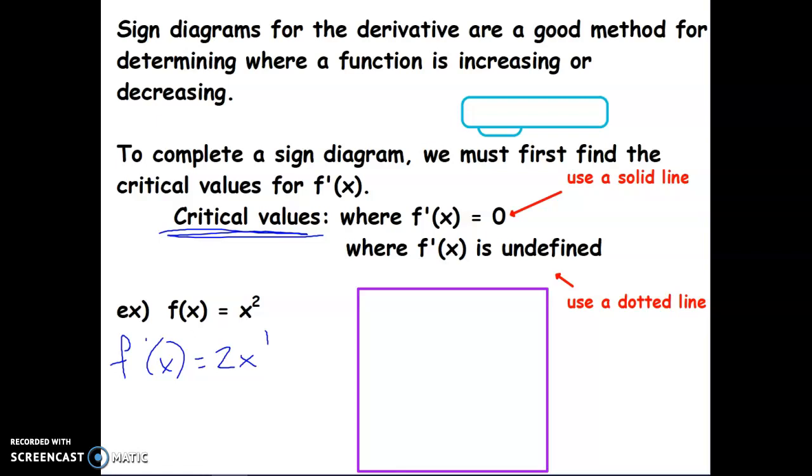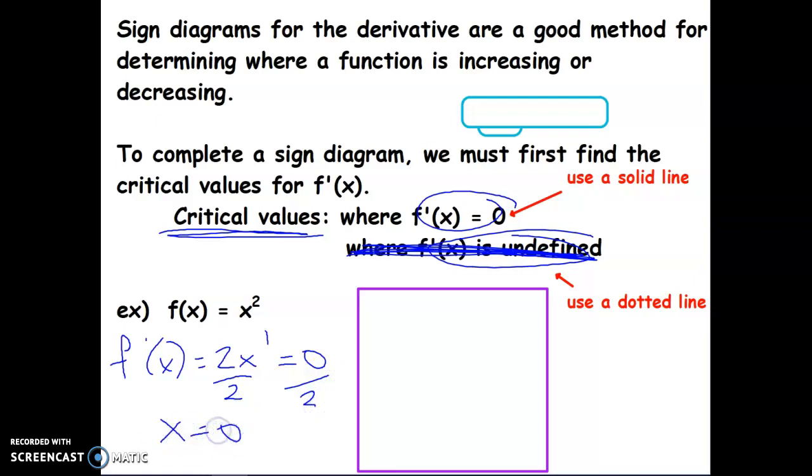And now I need to look at where this is either equal to 0 or undefined. Well, this is a polynomial. Polynomials are never undefined, so I don't have to worry about that one. I just need to figure out where it's going to be equal to 0. So I'll set that equal to 0. Solving for x, divide by 2 on both sides. I get x equals 0.